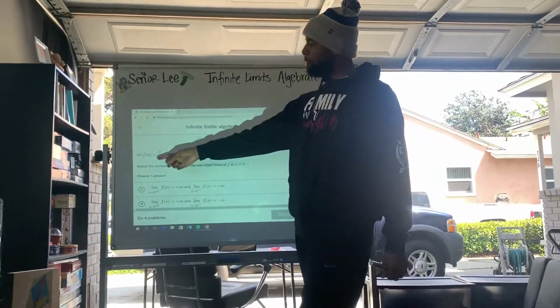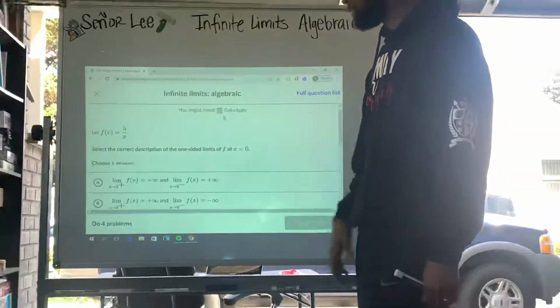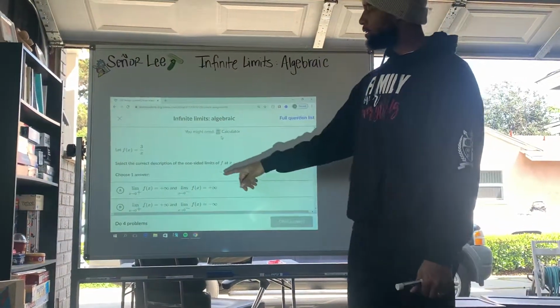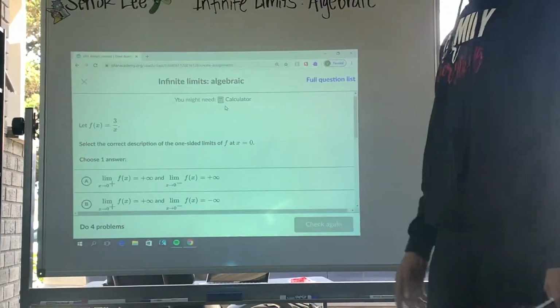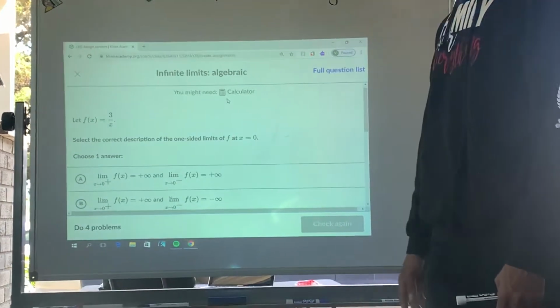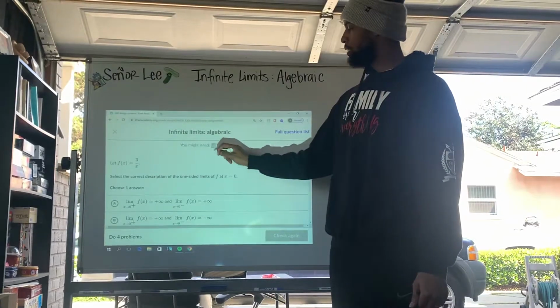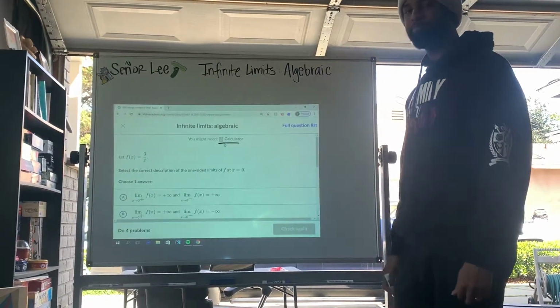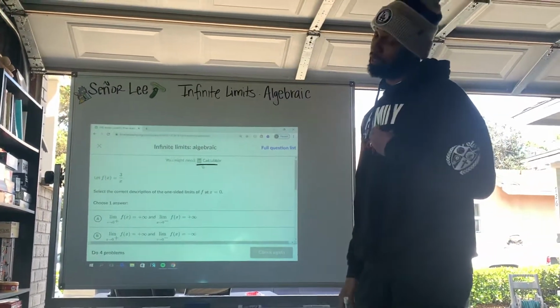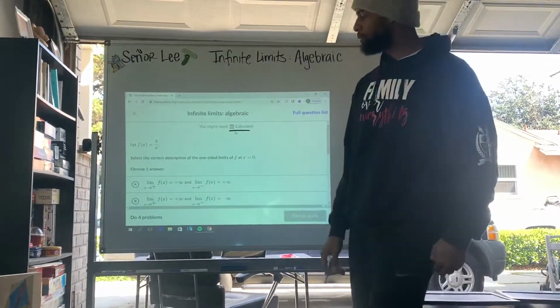It says, let f of x equals 3 over x. Select the correct description of the one-sided limit of f at x equals 0. Note, you may need a calculator. I'm going to use a calculator. All right, so check it out.